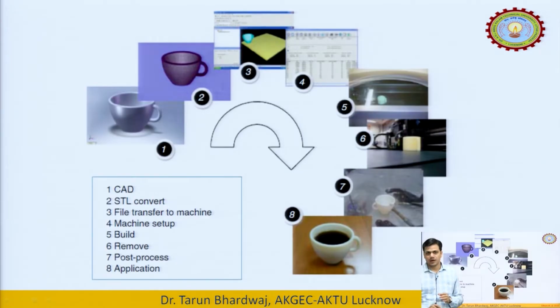Now I will tell you how this process starts, meaning the cycle of this process, how it starts and how it ends up to the end use application. So let us see. The first point is CAD. We first need a CAD model for any prototype that we create. That CAD model can be from CAD software, where you create the CAD model, or it can be by using scanning, meaning reverse engineering.